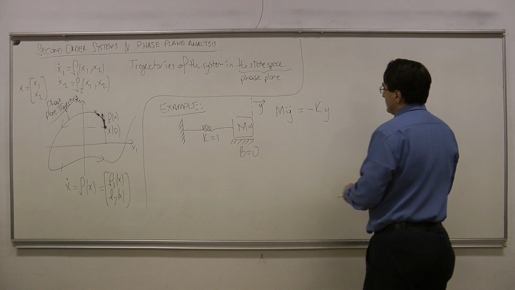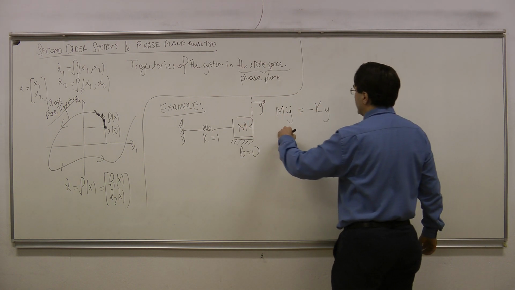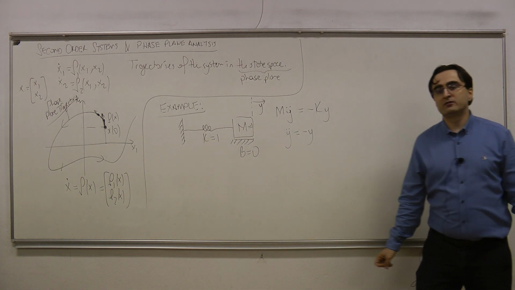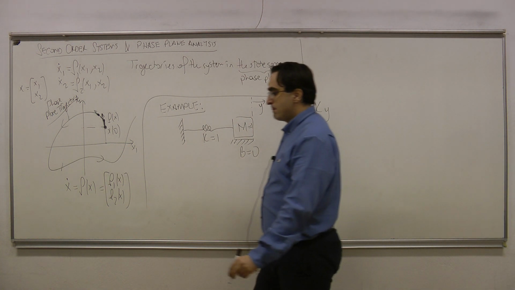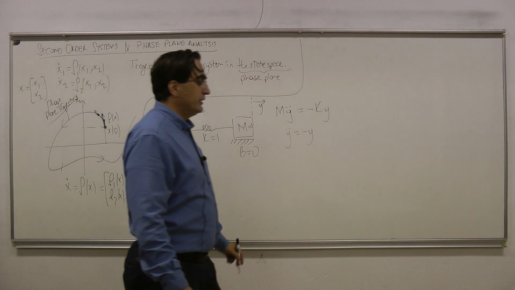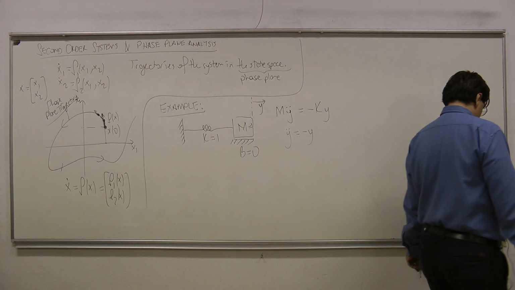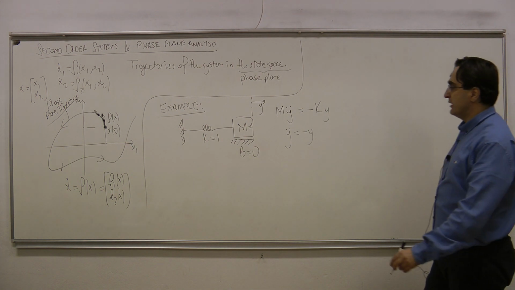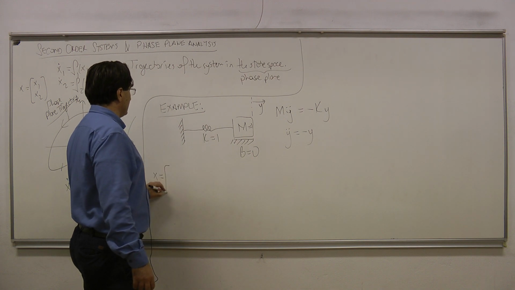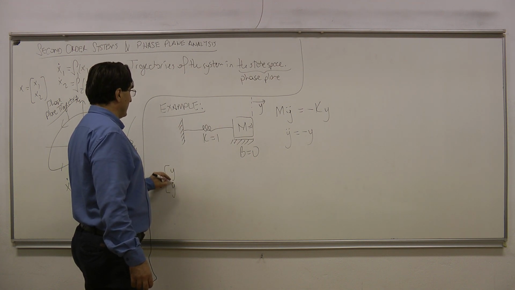So now I can substitute m equals 1, k equals 1. That is going to give me the system y double dot is equal to minus y. Okay? So you see how this is a second order linear differential equation. Now I can define my state variables. So let us define our state vector x as y and y dot.